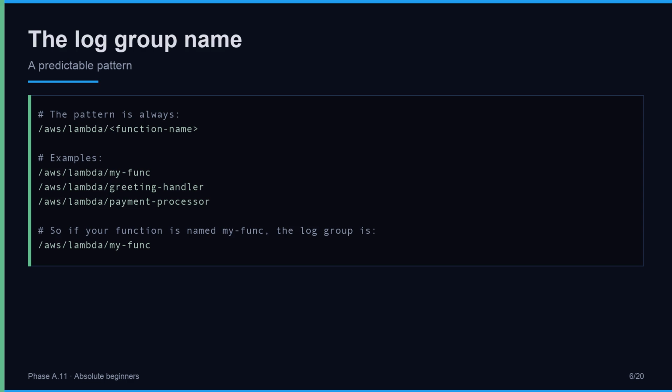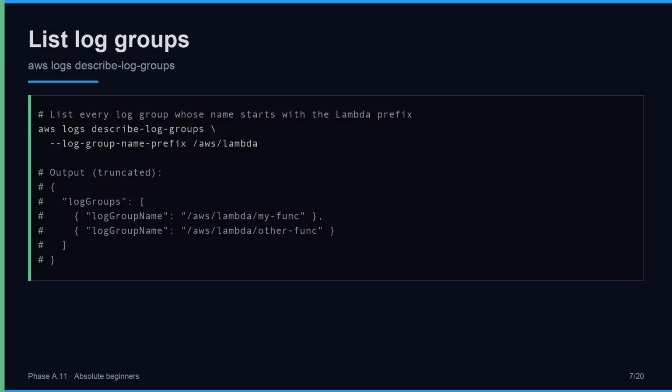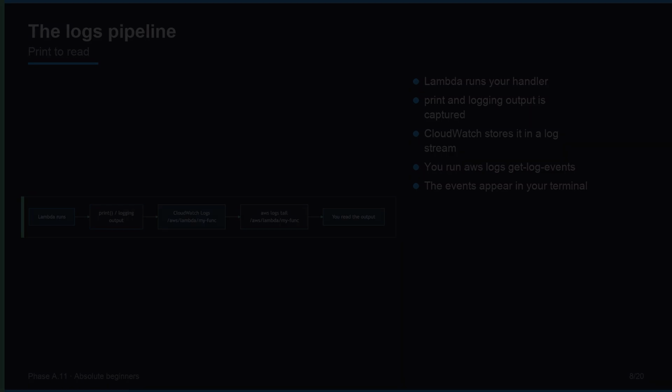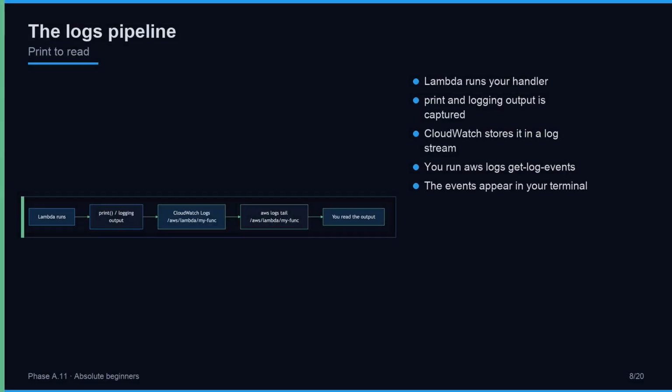The pattern is everything. Run aws logs describe-log-groups with the prefix /aws/lambda, and you get every Lambda log group in your account. The response is a list of log group names, plus useful metadata like creation time and stored bytes. If you forgot what functions you have, this is one way to find out. Every deployed Lambda shows up here. Save the name you care about, you will use it in the next commands. List them all.